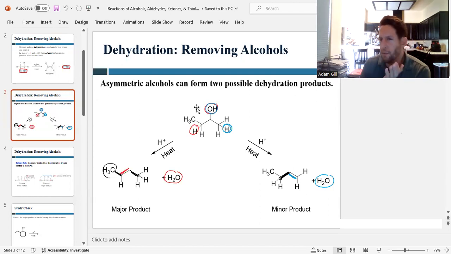And so another way you could think of this is like a primary alkene versus a secondary alkene, right? The more carbons you have attached to the double bond, the more stable it is. And so the major product is always going to be the one that has more carbons attached to the double bond. And the one that had fewer carbons attached to the double bond is the minor product or the byproduct of the reaction.